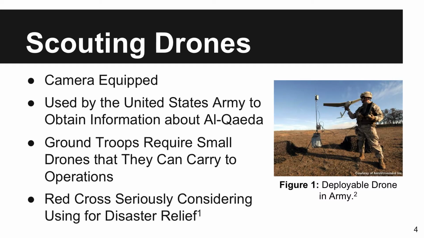A real-world practical application of our plane is as a support drone. Support drones are equipped with cameras and are predominantly used by the U.S. Army to track terrorist organizations such as Al-Qaeda. However, these are usually too large and unwieldy. Our product provides a solution to that. It's a smaller drone that's better for ground troop operations. The Red Cross would also like to use smaller drones in disaster relief operations.